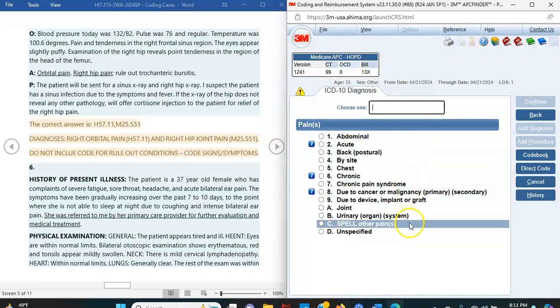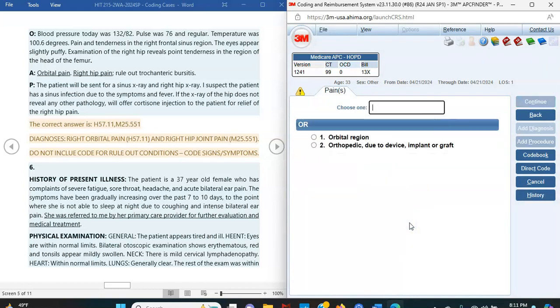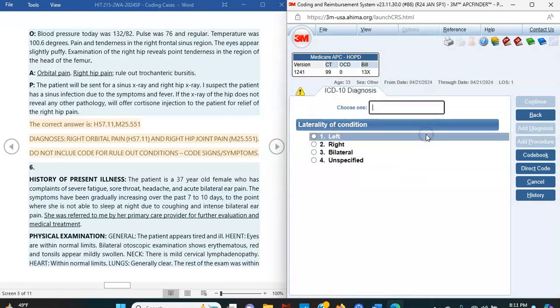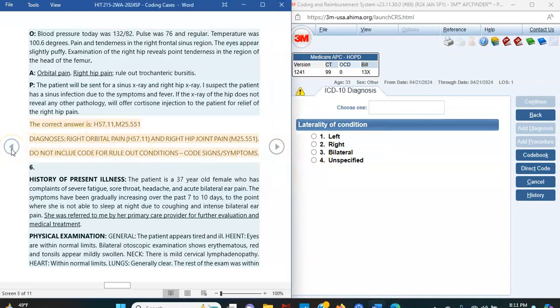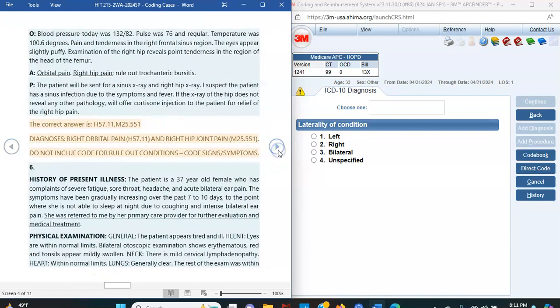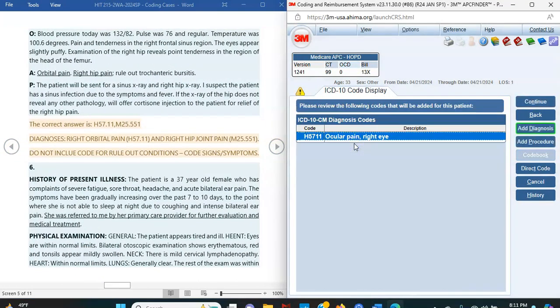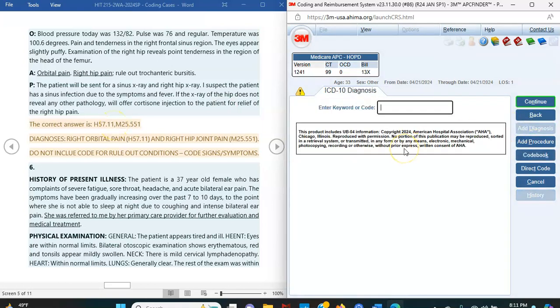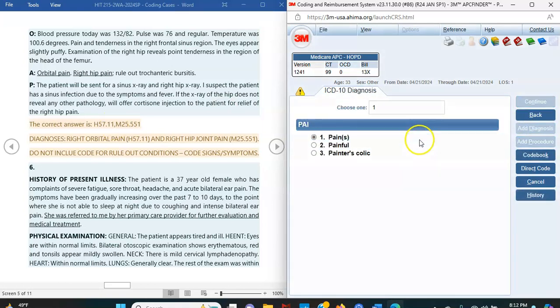So we're going to go to our diagnosis, and first we're going to look at the pain in the orbital region, and it is the right, I believe. Let's see. Yes, the right orbital region. So ocular pain, right eye, H57.11. It's our first code.